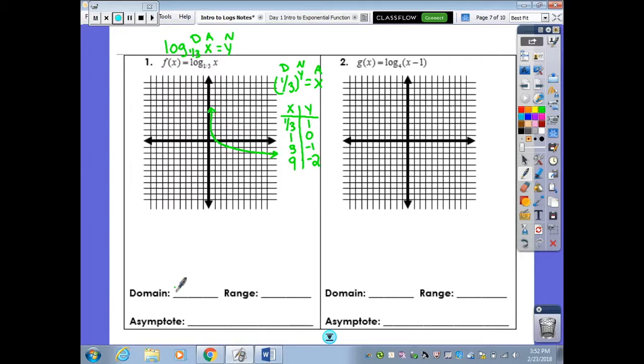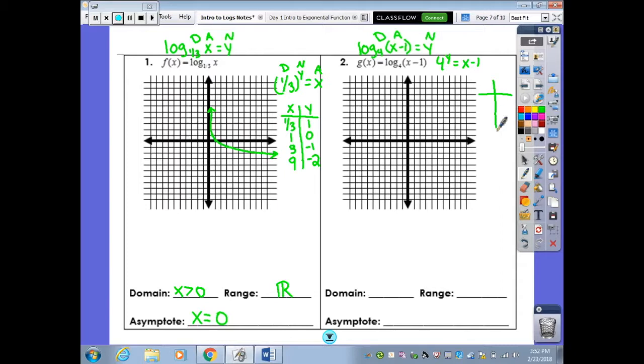Our domain is x is greater than 0, our range is all reals, and our asymptote is x is equal to 0. Now let's do the next one. We put our log first. Log base 4 of x minus 1 equals y. And now we have to convert to 4 to the y equals x minus 1.